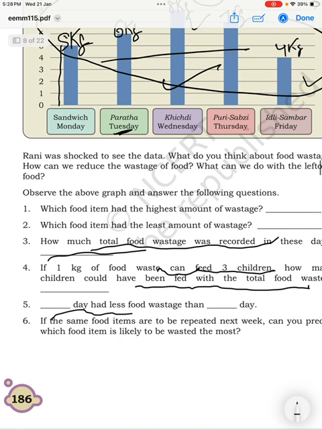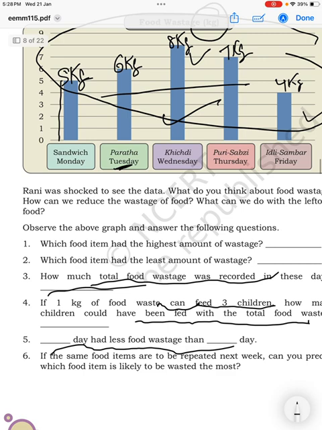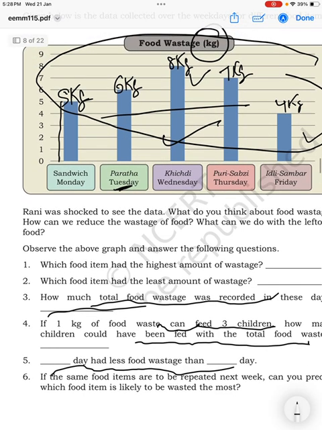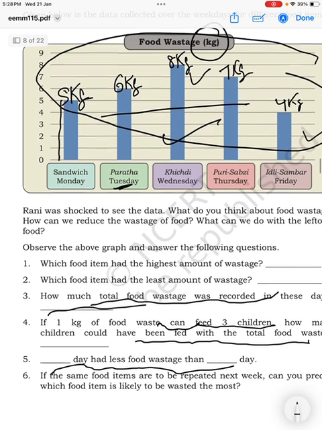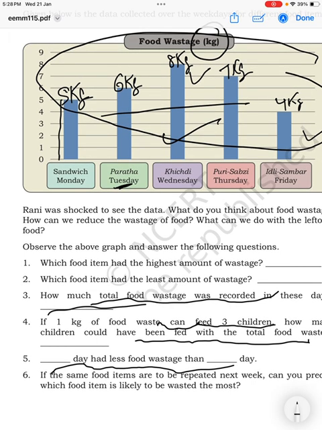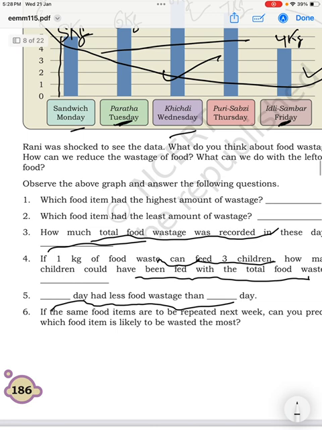Dash day had less food wastage than dash day. So Friday has less food wastage than Monday, or you can write any other, like Wednesday. You can write any two, you can compare any two days' food wastage, but you will write those days where one has less food wastage than the other.